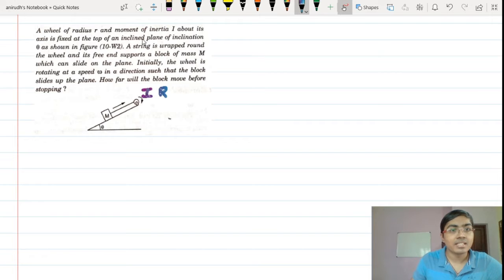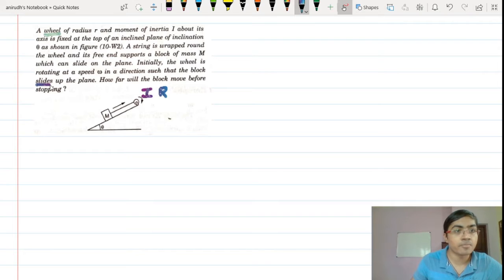Okay, so it is an inclined plane. There is a block here and it is attached to this particular pulley, and then this pulley is wound with the required amount of string. It's wrapped around the wheel. This is the wheel, which is the pulley. This wheel is the pulley here. Now what happens is that initially the wheel is rotating with the speed of omega in a direction such that the block slides up the plane.